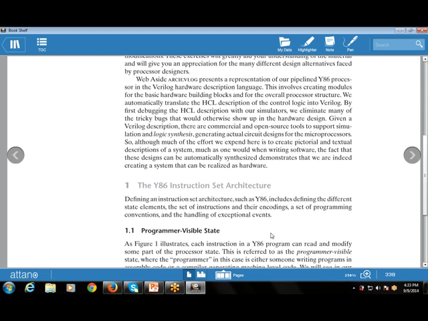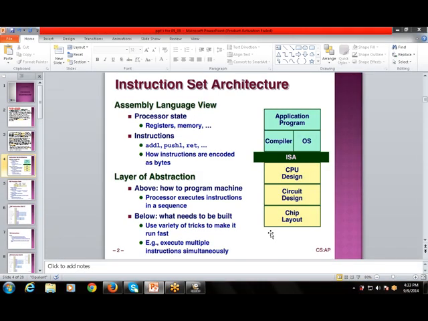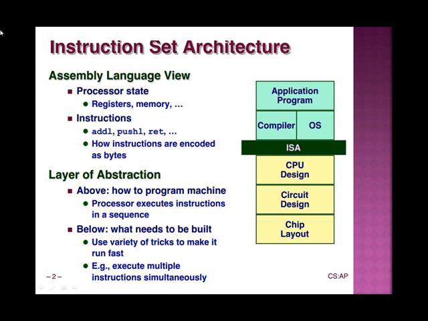This says Y86 defines various components and architecture that are used by computer programmers. Now let's start with the instruction set architecture, first the ISA, then Y86. Assembly language view. This is the diagram for the assembly language. First there is an application program, compiler, and OS, meaning operating system. That is the ISA, the instruction set architecture. Then CPU design, circuit design, chip layout. So the first part is the assembly language view.